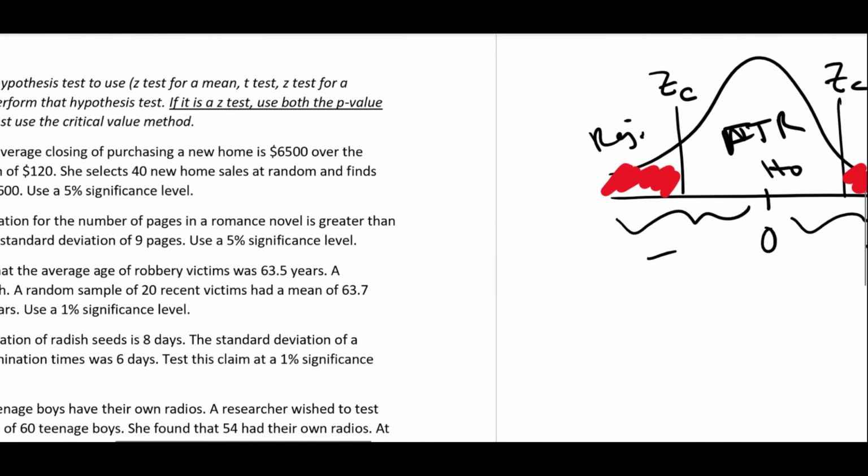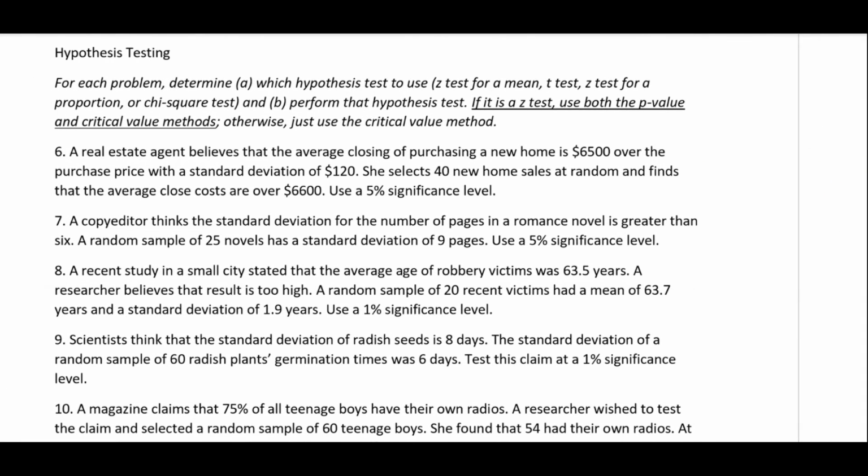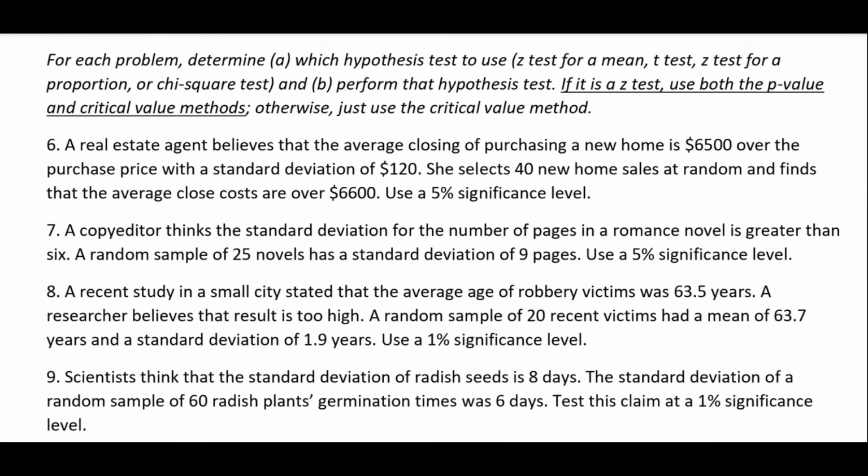Okay, so let's look at number 6. It says, a real estate agent believes that the average closing cost of purchasing a new home is $6,500 over the purchase price with a standard deviation of $120. So clearly that's the claim, and it says that the average cost of purchasing a new home is $6,500. So that's your mu, and it's saying that it's equal to, because it says the word is. That standard deviation of $120, that's your sigma, because that's part of your population statement. In this case, it's not like your claim, but it's saying that that's for the population.